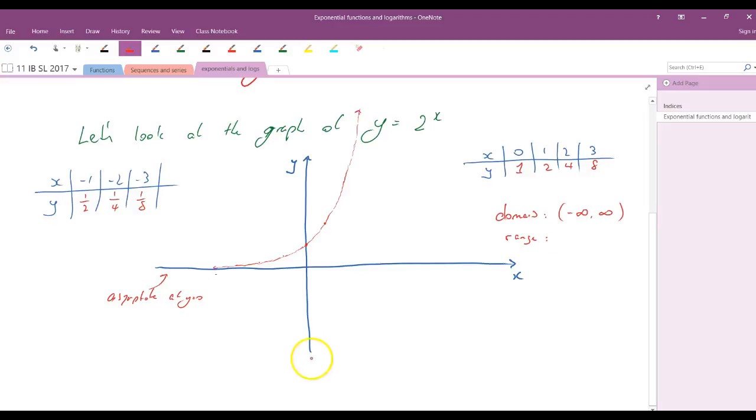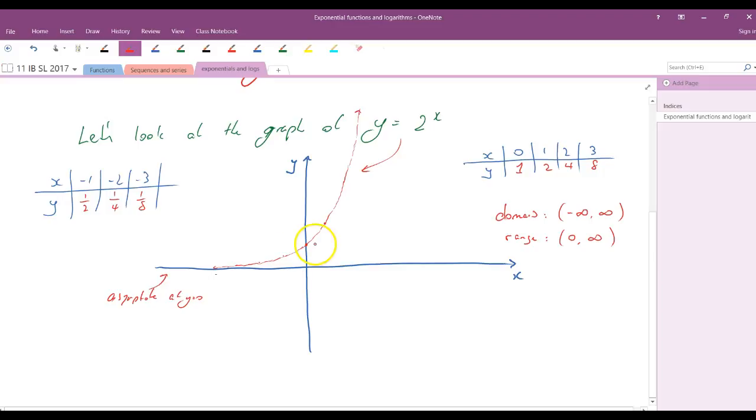And our range, well, they're our y values, our output values. So do a horizontal scan now. We've got no negative values, do we, for y? And we pick it up at the positive values greater than 0. So not including 0, but all the way to infinity. That would be our range. Okay, so there's our sketch of y equals 2 to the power of x, and that's an exponential function.